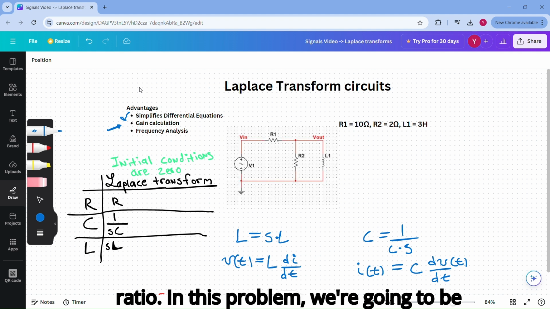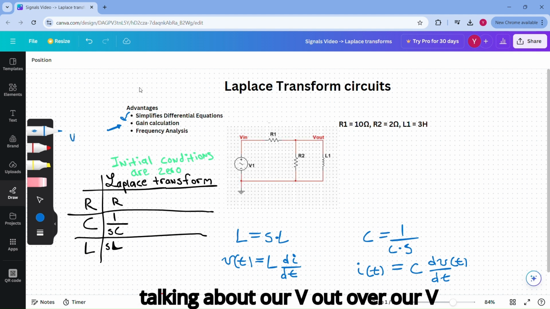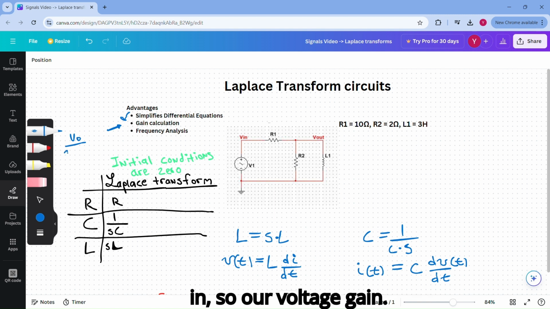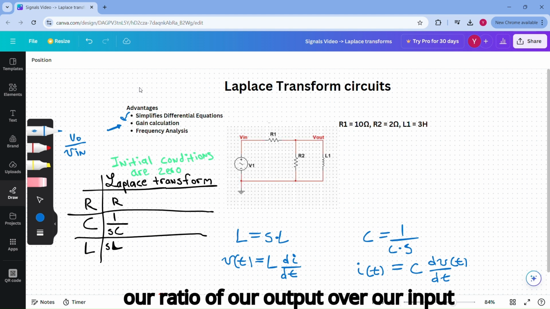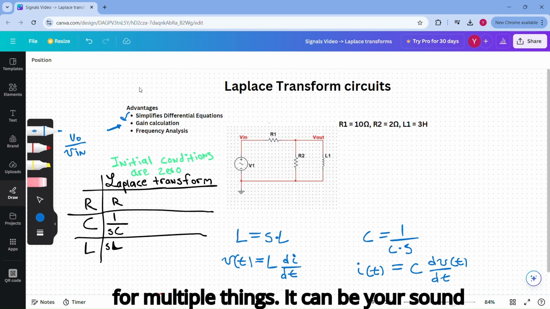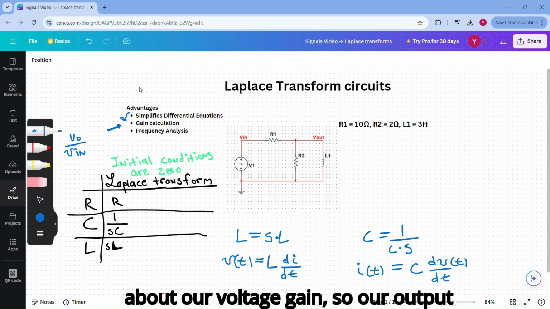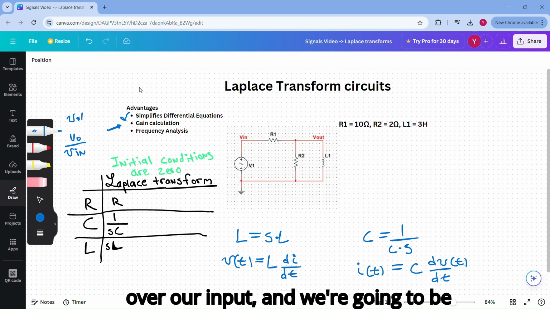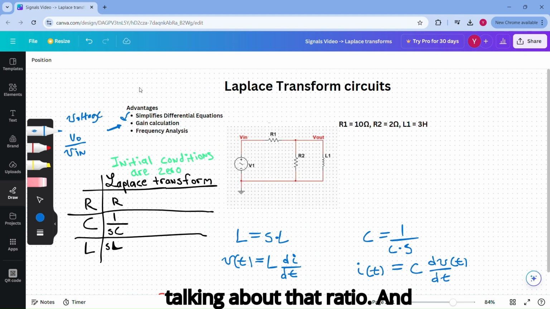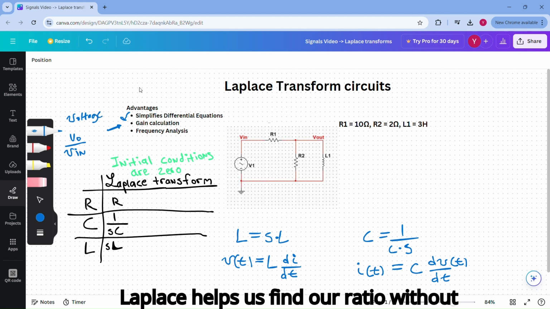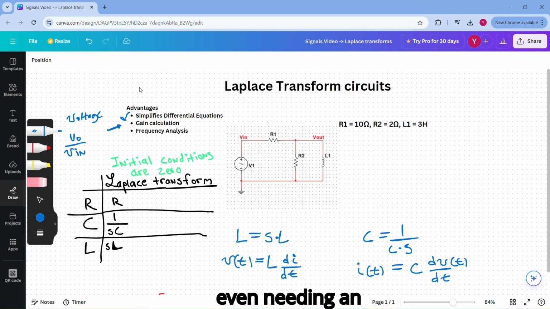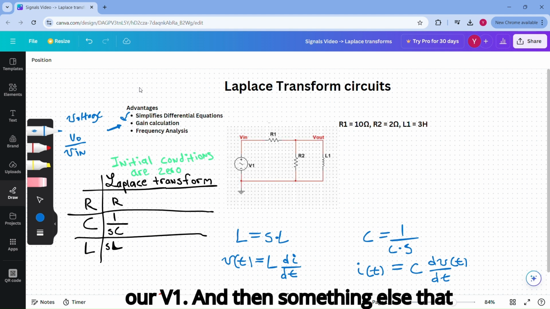Another benefit of working with Laplace transforms is it's going to help us with our gain calculations. And gain is our ratio. In this problem, we're going to be talking about our V out over our V in, so our voltage gain. But it really can be a ratio of our output over our input for multiple things. It can be your sound gain, it could be your frequency gain, it could be a lot of different things. In this problem, we're going to be talking about our voltage gain, so our output over our input. And Laplace helps us find our ratio without needing an actual signal or a value for our V1.